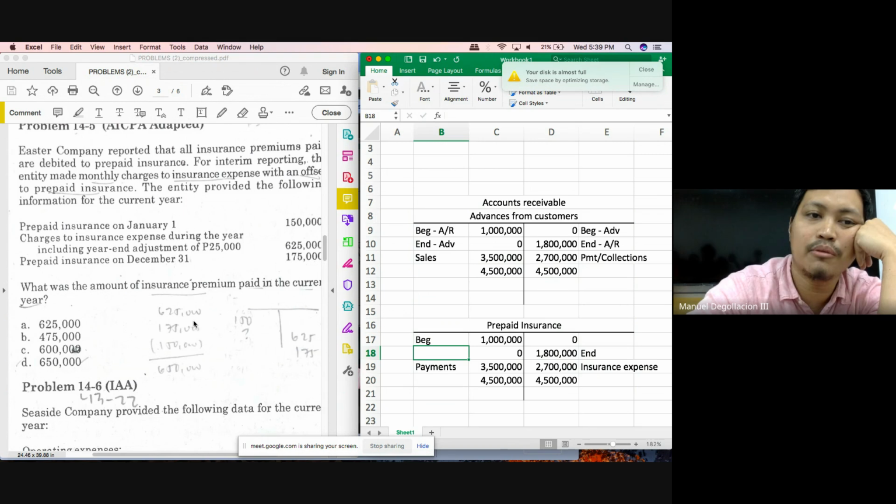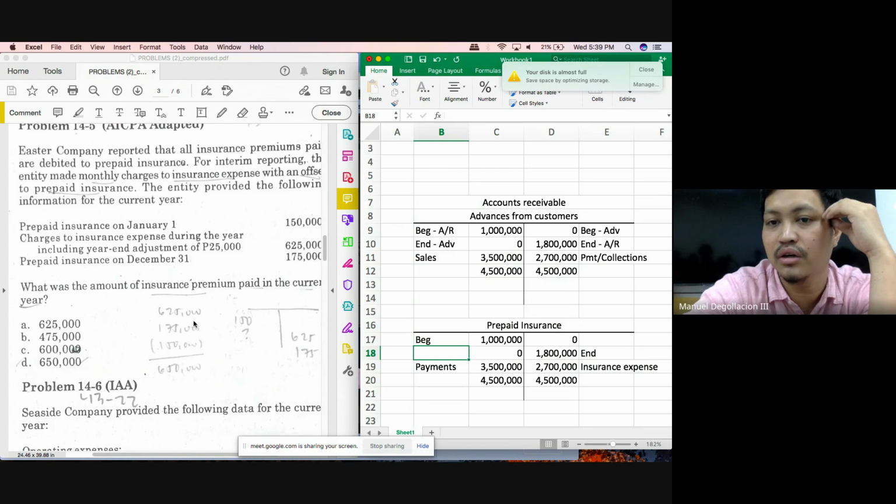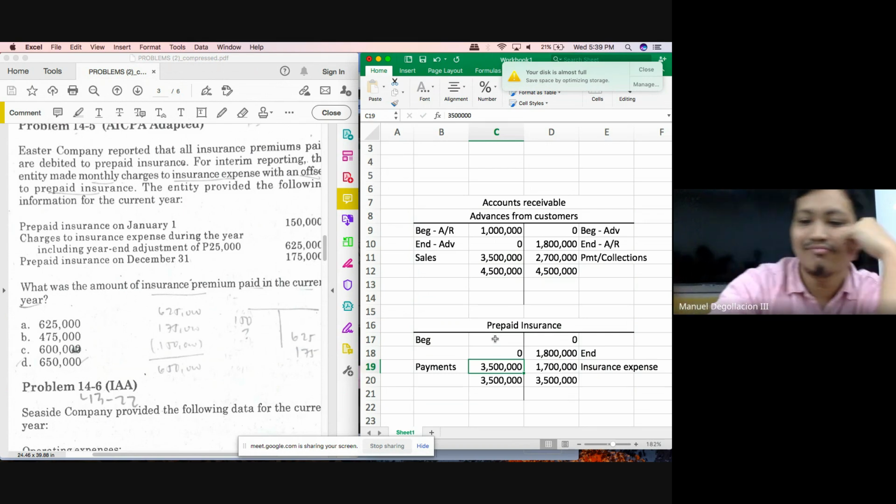Next, for interim reporting, you make monthly charges to insurance expense with an offset to prepaid insurance, meaning when you recognize insurance expense, what is your entry? Debit, insurance expense, and your credit would be prepaid insurance. Okay? So basically, that's the one, class.